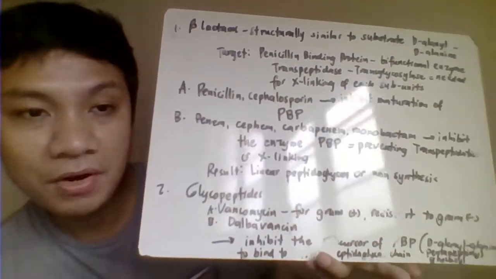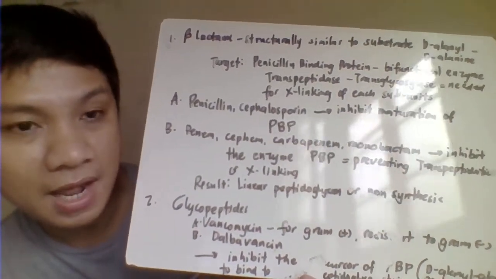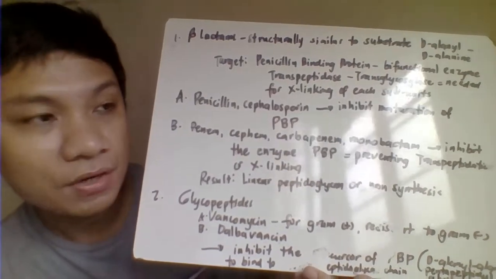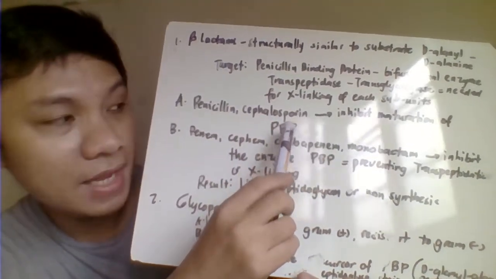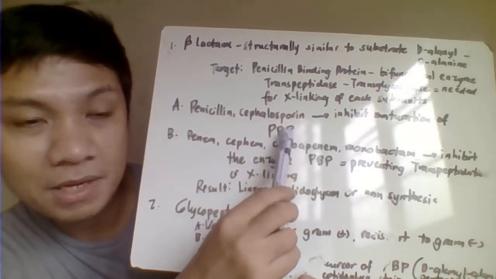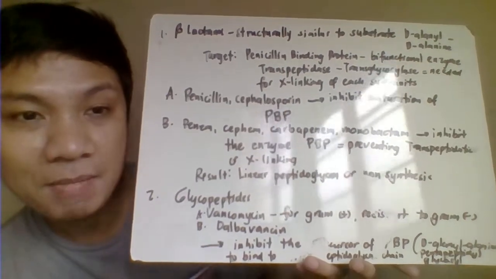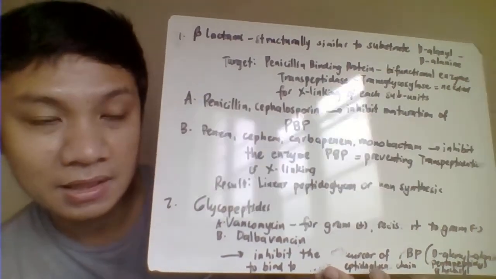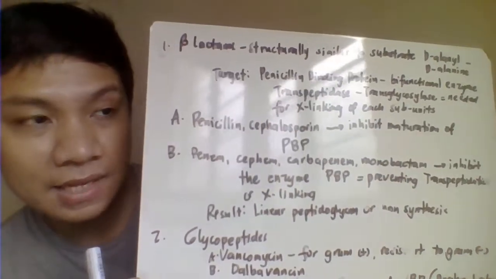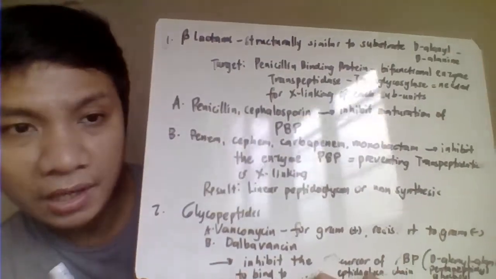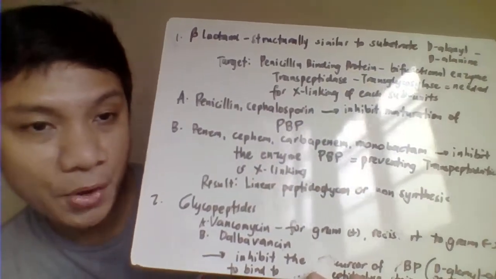Okay, so first we have your penicillin and then your cephalosporin. So these are the antibiotics that try to inhibit the maturation of your enzyme. Na PBP, this is your enzyme. This is your protein na penicillin binding protein, but this refers to your enzyme. So once na hindi mag-mature ang ating enzyme, they will not be involved here. It will not allow the transpeptidation and transglycosylation. And therefore, hindi ka makapag-produce na highly complex na peptidoglycan layer.